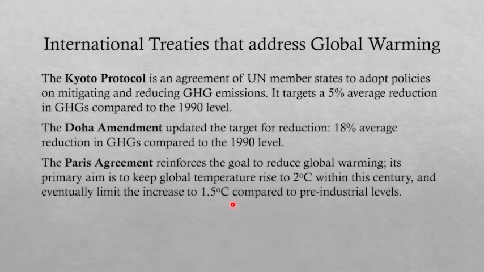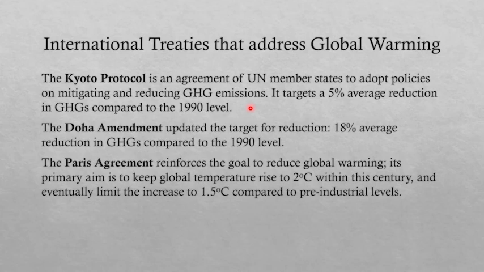Now, with all of those talks about greenhouse gases, let us now take a look at some of the international treaties that aim to address global warming. The first one is the Kyoto Protocol. The Kyoto Protocol is an agreement of UN member states to adopt policies on mitigating and reducing greenhouse gas emissions. It targets a 5% average reduction in greenhouse gases compared to the 1990 level. The Kyoto Protocol is simply a collection of the promises of individual member states on how they plan to reduce their greenhouse gas emissions. The Philippines is one of the signatories to the Kyoto Protocol.